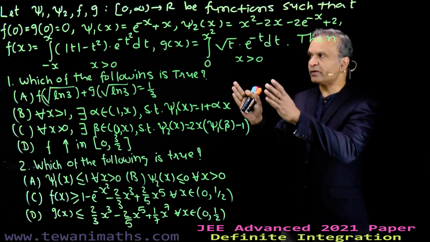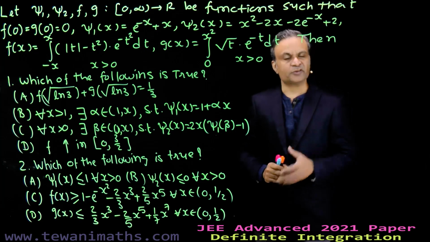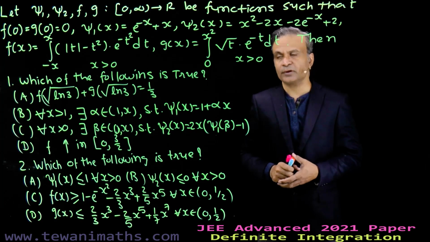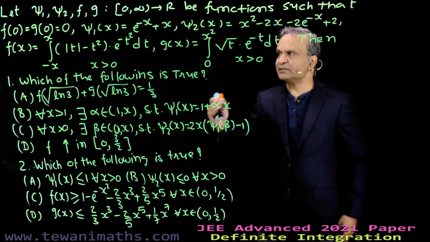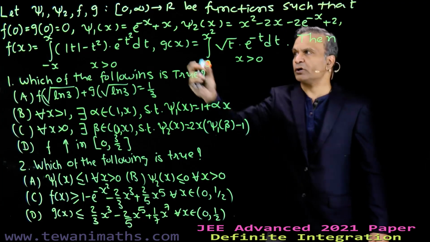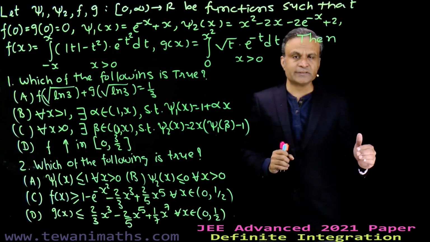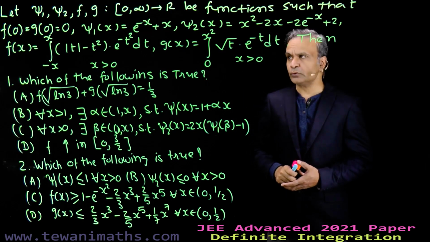Okay, now here we have king of questions. The question is in the form of a paragraph, and based on this paragraph we have two questions. Let psi1, psi2, f and g be functions from this interval to the set R such that f of 0 is equal to g of 0 is equal to 0.